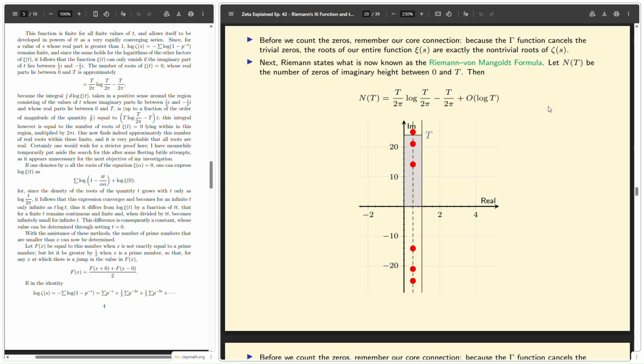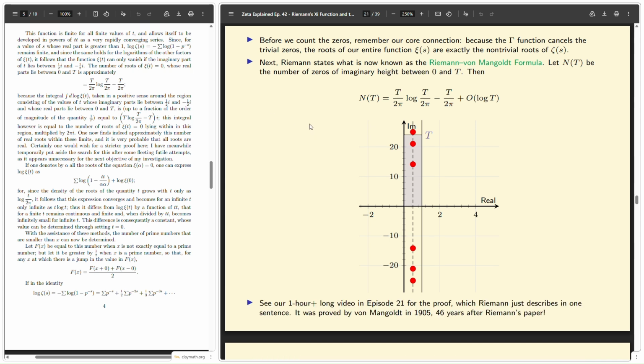And then, of course, Riemann's formulation is a bit different. Remember, Riemann actually flips it to be a horizontal strip instead of a vertical strip. But one thing I do want to mention is how Riemann tries to prove it. He says the reason this is true is because this integral of something d log of xi of t taken in a positive sense around the region consisting of the values, and then it gets very, very complicated here. I'm not even going to read this.